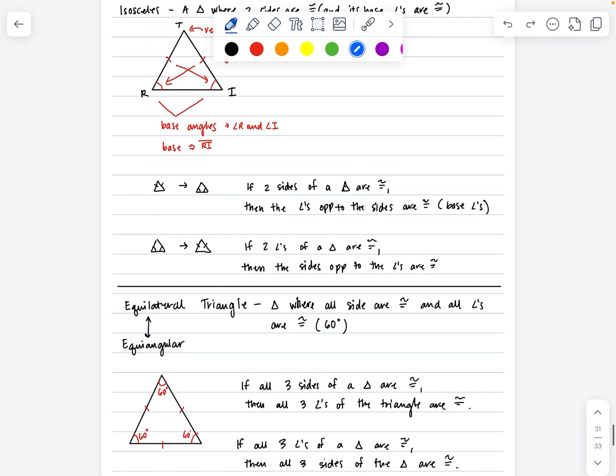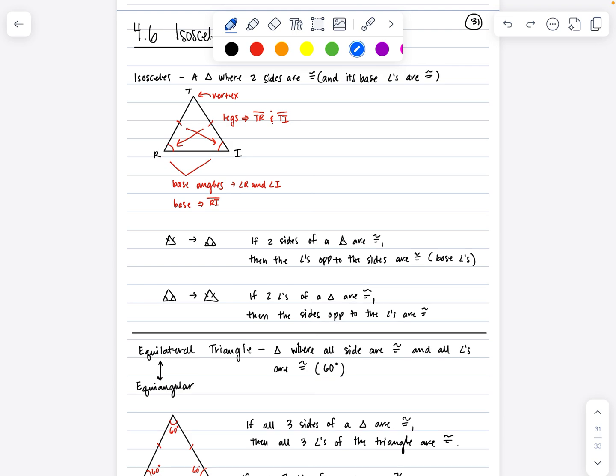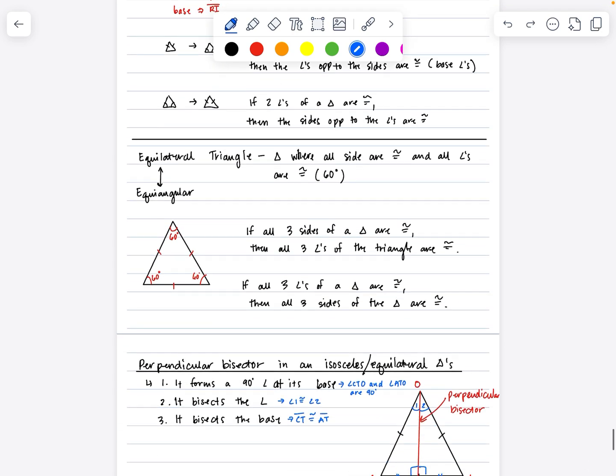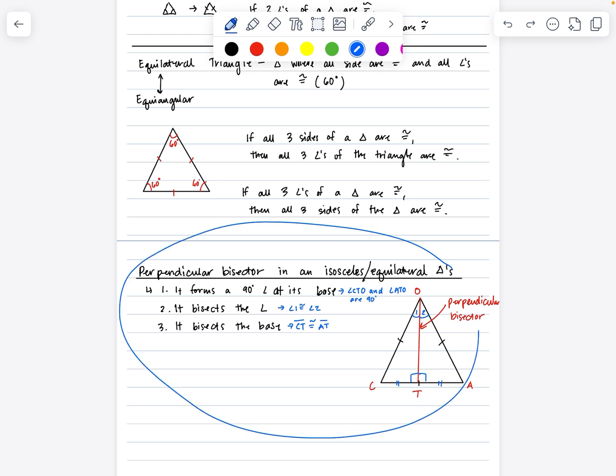So, a lot of new information, but these first two we kind of already knew, except now we have if-thens for them so we can use them in proof writing. This is the new concept, so make sure we get those down.